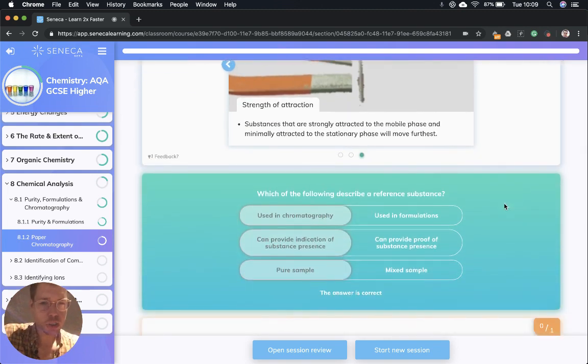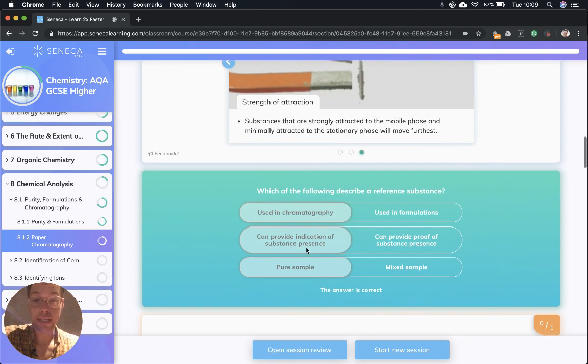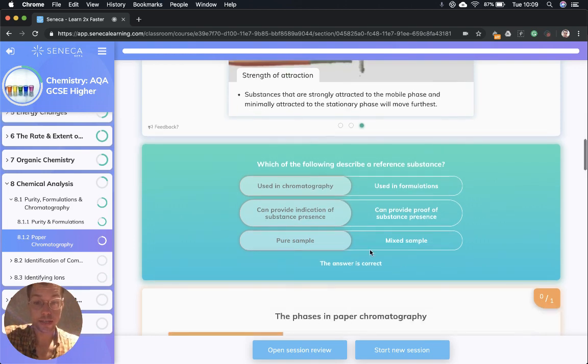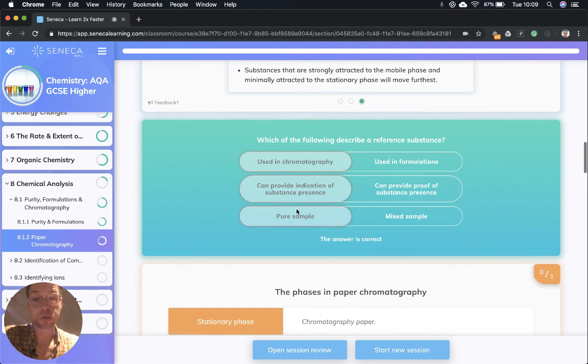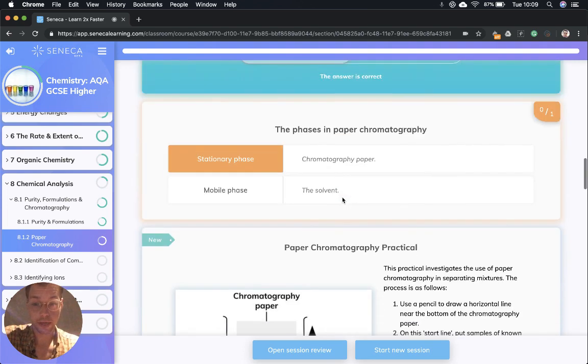Okay, do we remember how to describe a reference substance? Basically, it's something that's used in chromatography. It can provide an indication of substance presence, and it's a pure sample, okay?